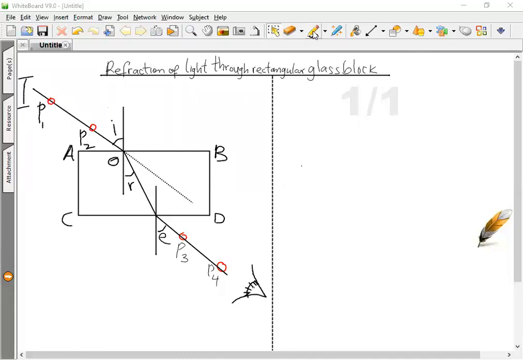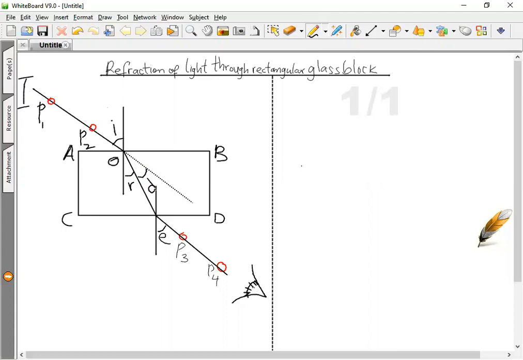The angle here, this angle, we call it the angle of deviation. Let me call it D. Angle of deviation. We call it angle of deviation.